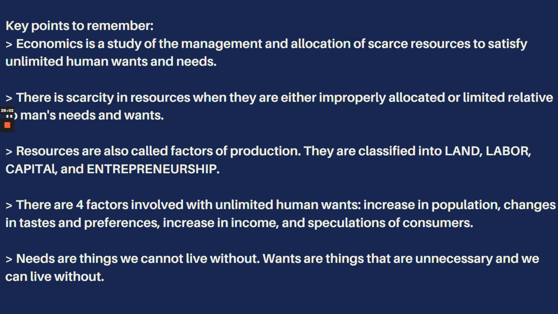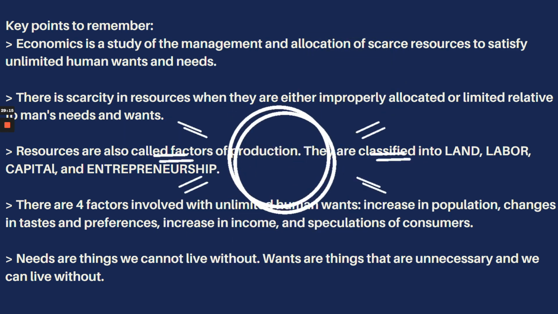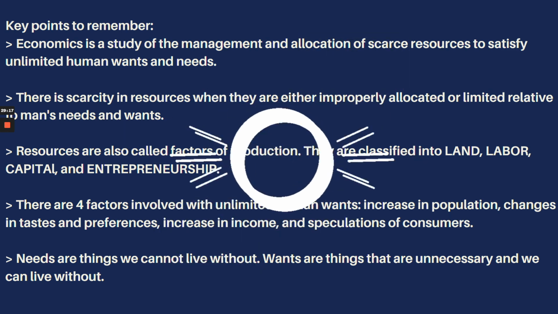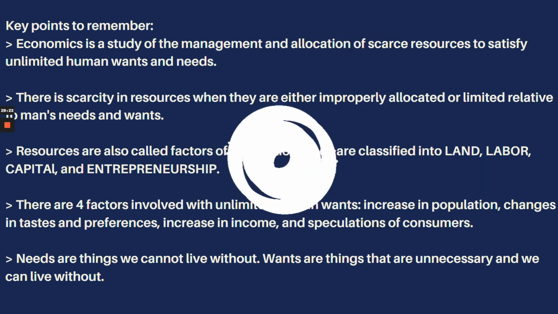There are four factors involved in with unlimited human wants: the increase in population, the changes in taste and preferences, increase in income, and speculations of consumers. The needs are things that we cannot live without, while wants are things that are unnecessary and we can live without.